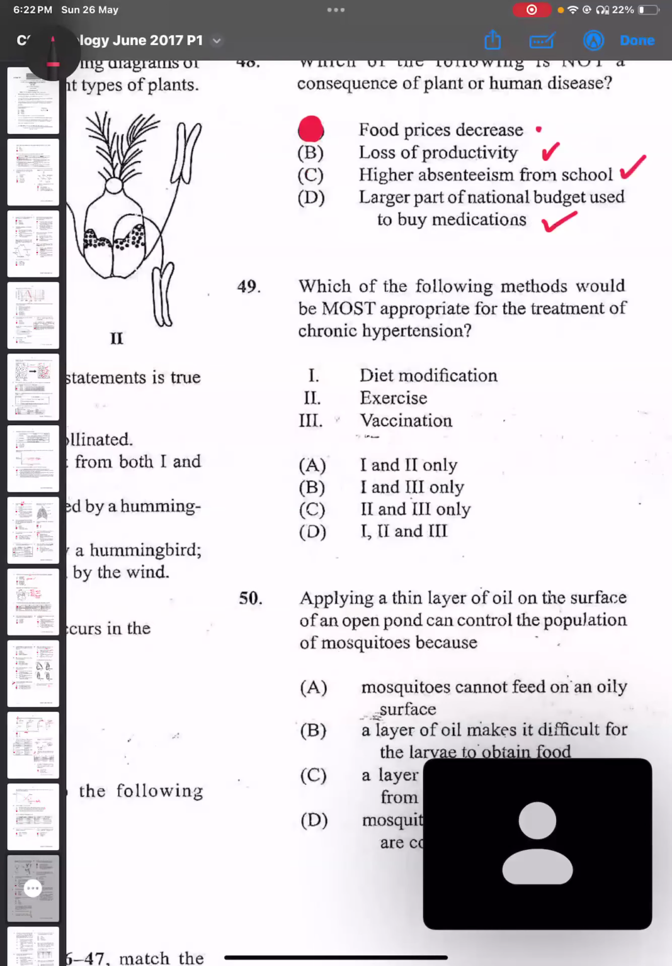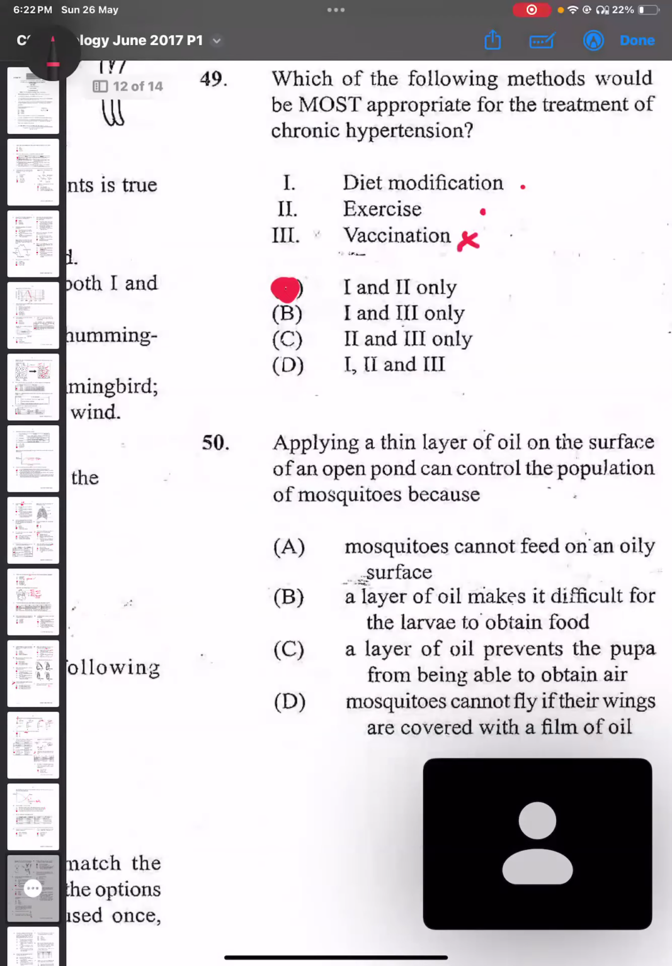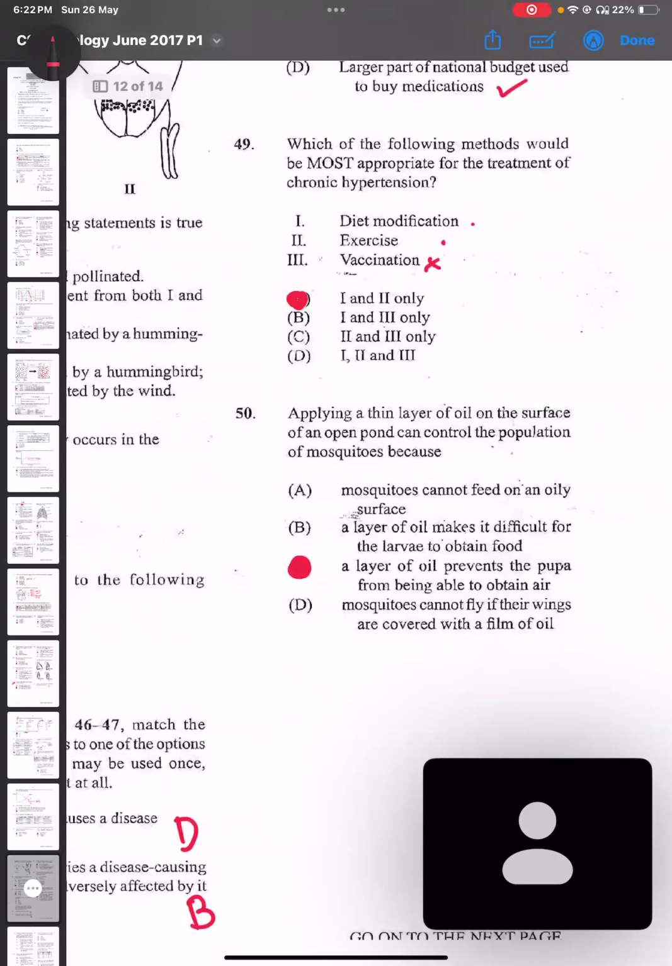Which of the following is most appropriate for the treatment of chronic hypertension? 1 and 2. We know that vaccination cannot be used for hypertension. So it is obviously diet modification and exercise, which is A. Applying a thin layer of oil on the surface of an open pan can control the population of mosquitoes because it prevents the pupa from being able to obtain air. So C is your answer.